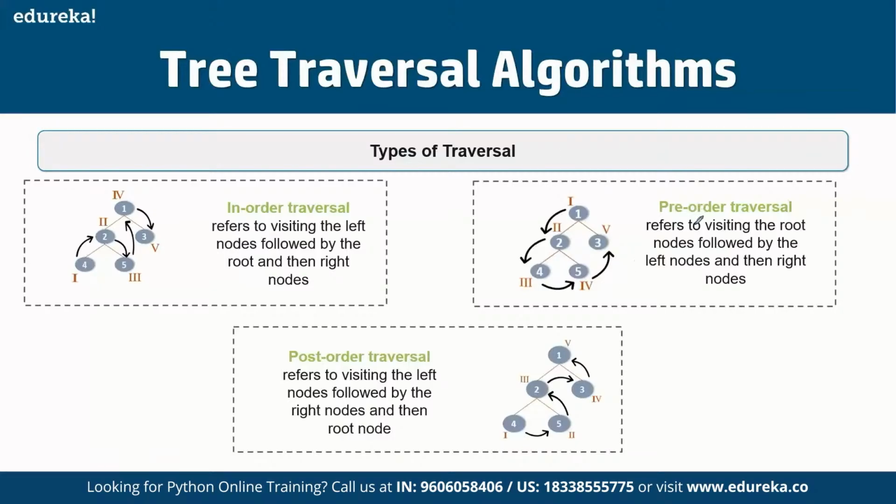So in terms of pre-order, the root node is visited first, followed by the left subtree and then the right subtree. So in this example, we can see the first node visited is 1, followed by the node 2, which is towards the left of the node 1. So the left side is node 2, and that is the second in the path.